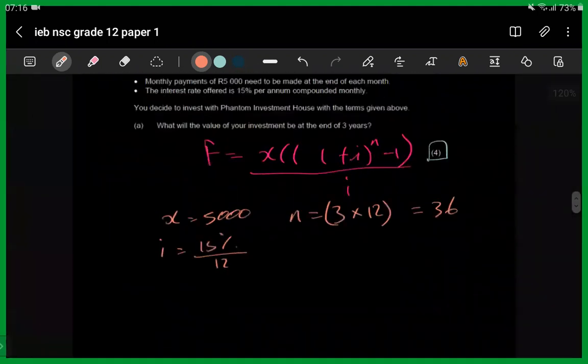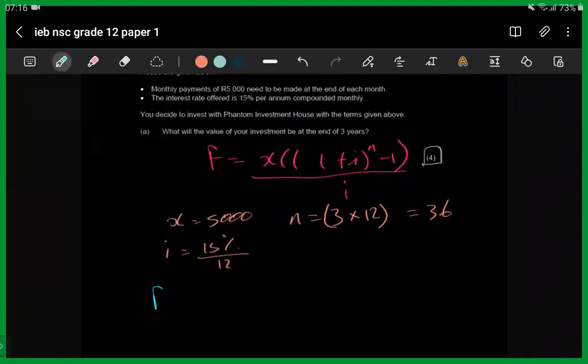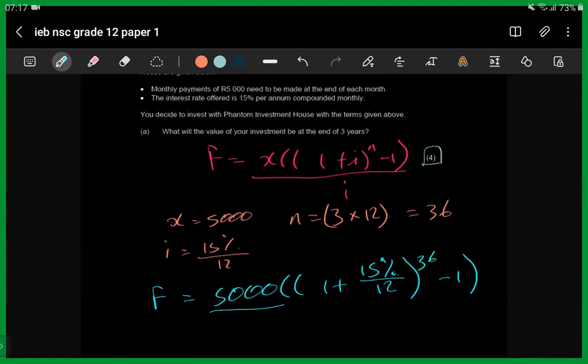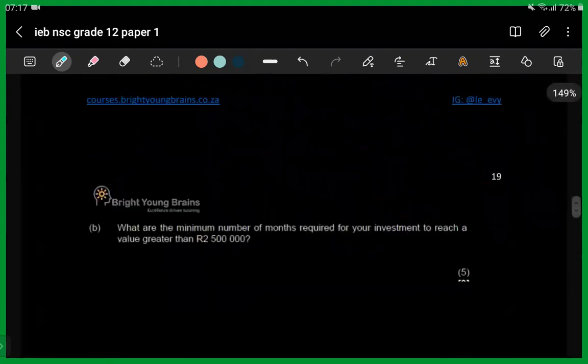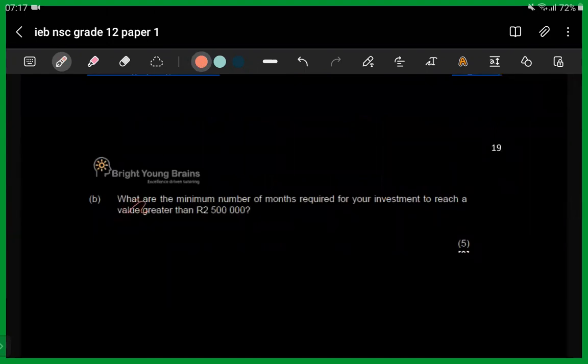And then now we can just solve for F by putting everything into the equation first, and afterwards putting it into our calculator. On my side, I write down the percentage symbol in the calculator, and then I just put over 12 there. So just be careful of that: 15% over 12. Let's see what this gives us in the calculator. Everything in the calculator here is giving us 225,577.53. That's a simple 4 mark question.